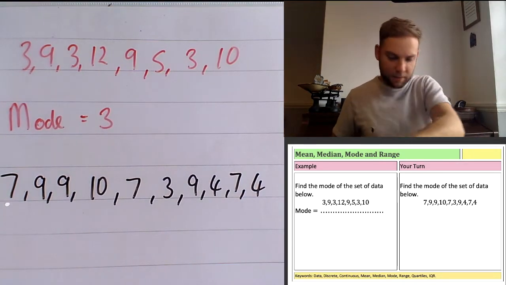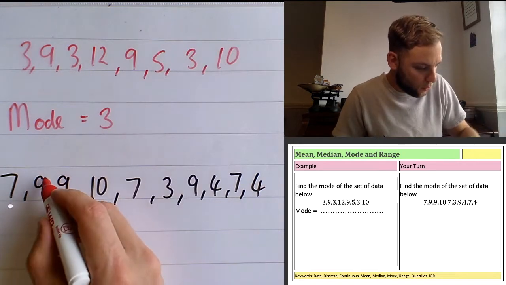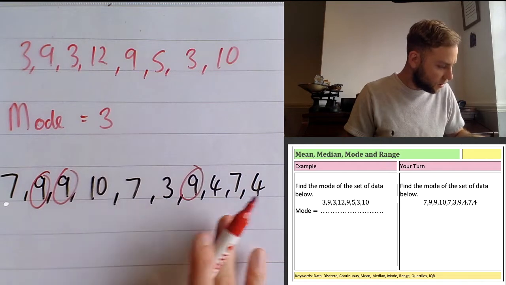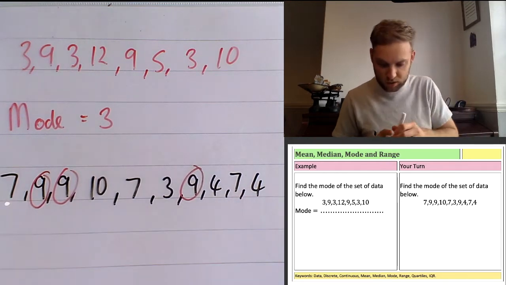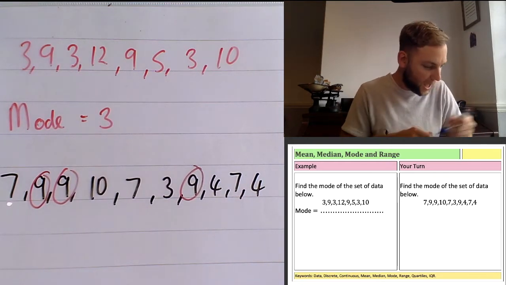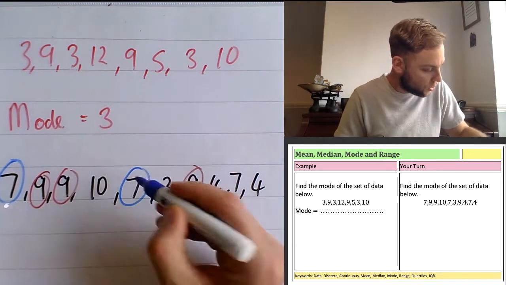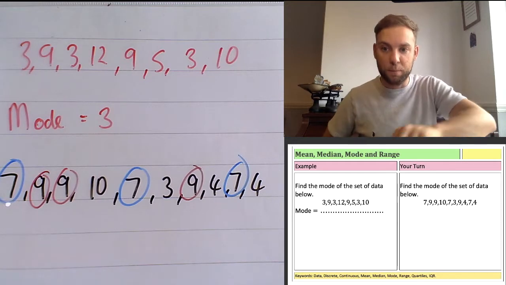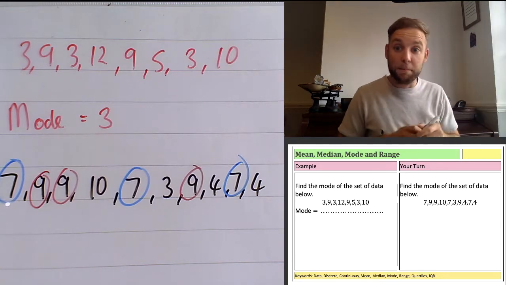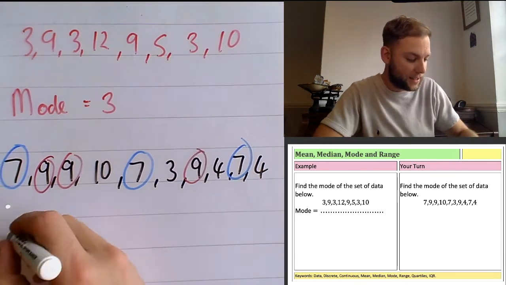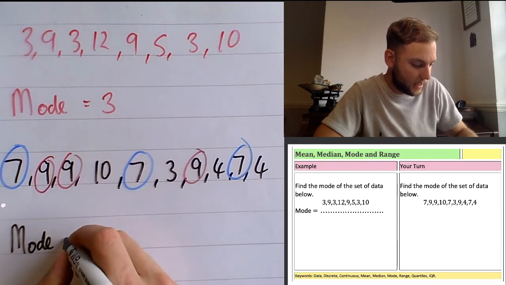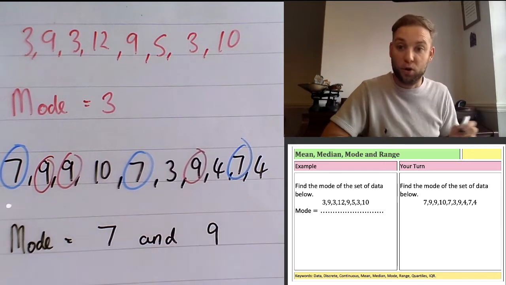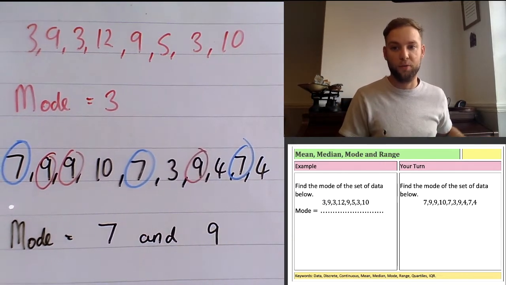So let's have a little look. How many 9s have we got? We've got 1, 2, 3 9s. We've got a couple of 4s, but there's only 2, so that's not the most. But notice we also have 1, 2, 3 7s. So we've got the same amount of the maximum number. Okay, which means that the mode is actually 2 things. So we'd write it like this. The mode is equal to 7 and 9. Okay, we've got 2 modes. So 2 most common numbers, which are 7 and 9.